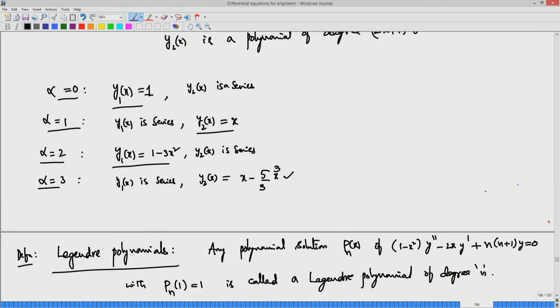So, you can see here, if alpha corresponds to 0 and you want a Legendre polynomial, p naught of x will be equal to 1, whose value at 1 is equal to 1. So, that is a polynomial. Now alpha equal to n equal to 1. If you consider, p1 of x is x, because its value at 1 is equal to 1.